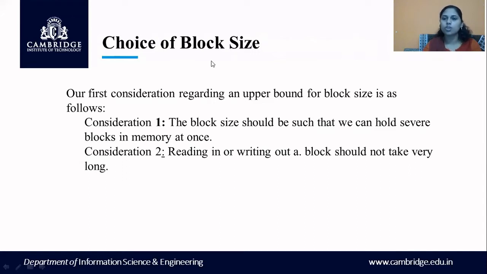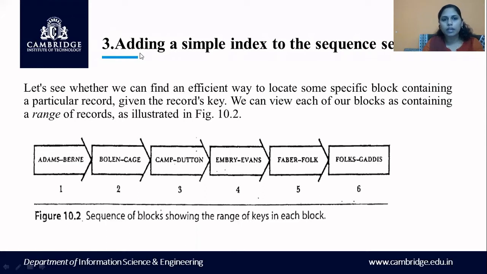Again, the block size is the choice given to the user, but while fixing the block size, you have to consider these 2 points. Next, the next topic is adding a simple index to the sequence set. We have seen what a sequence set is and how to maintain it. We have maintained it using block structure. Now we are seeing how to add an index to the sequence set. How do we add an index? We will see here. Let's see whether we can find an efficient way to locate some specific block containing a particular record. So in order to find a particular record, find a particular block, we need an index.